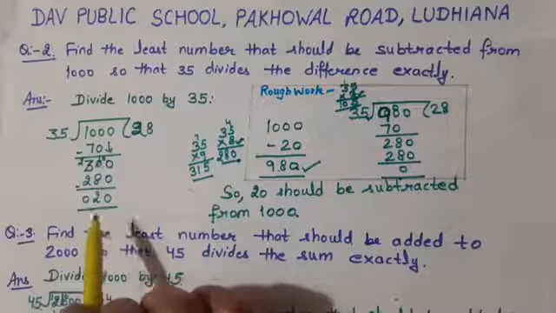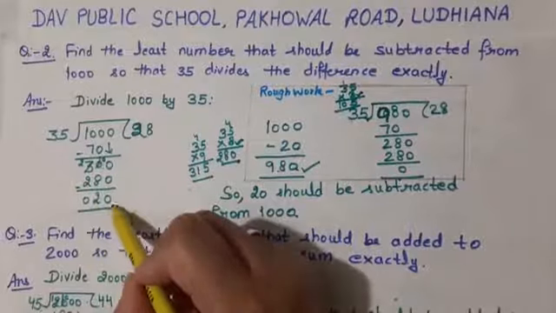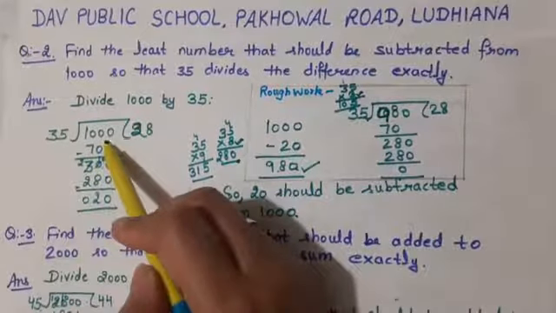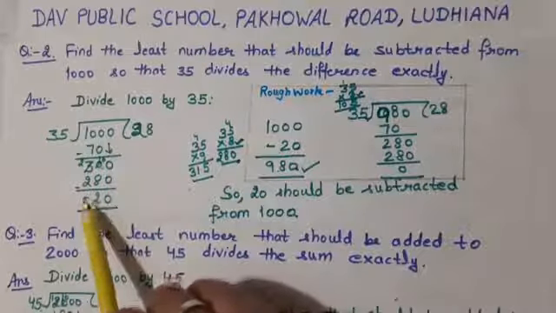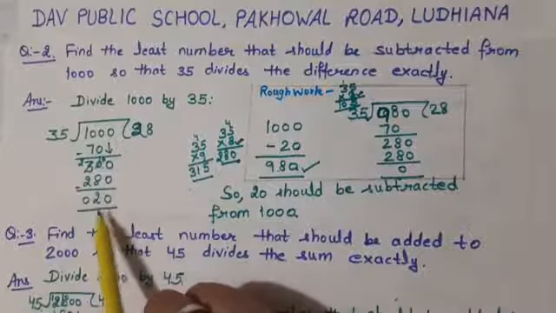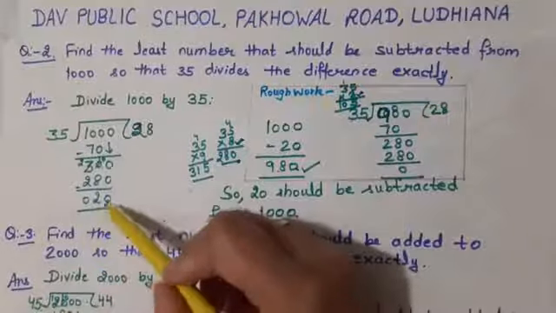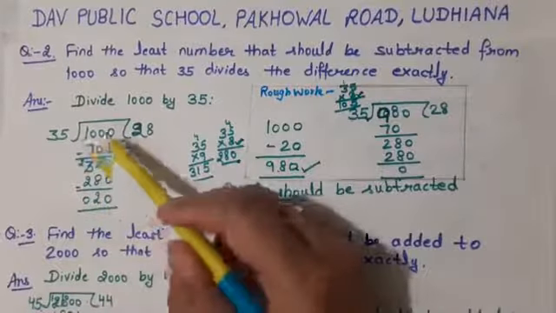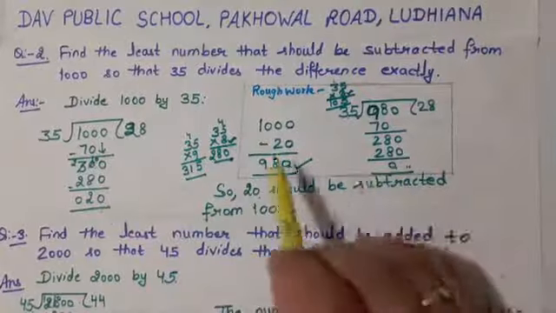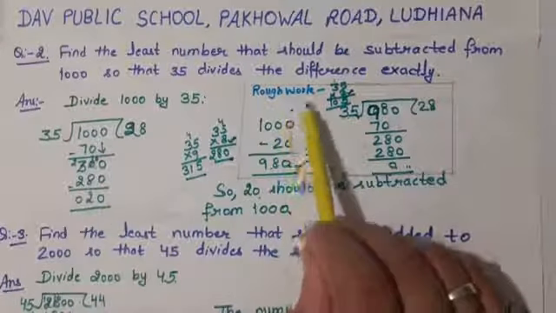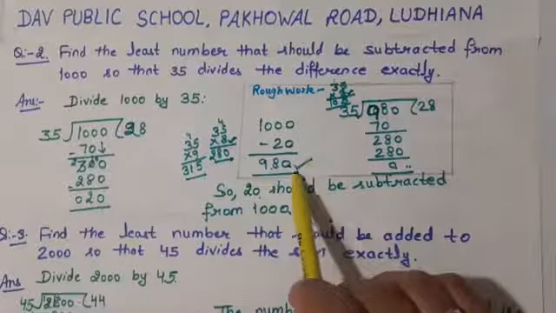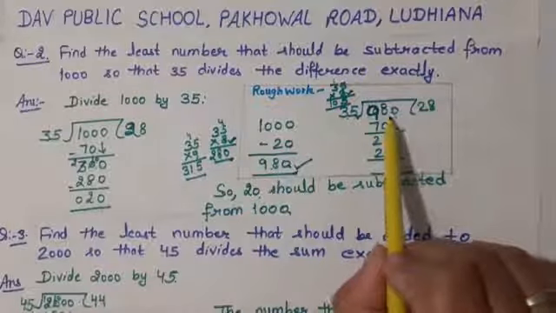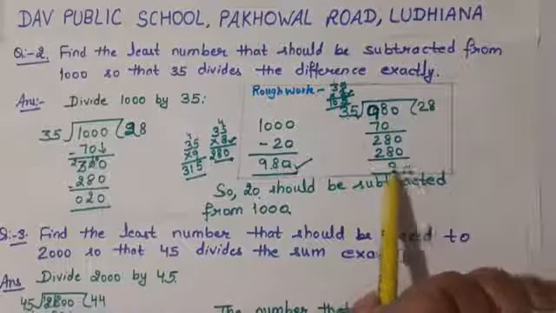Now see, since here the remainder is 20, that means 35 is not dividing 1000 exactly, right? So 20 is the extra number. We should remove this extra number in order that 35 divides the number exactly. If we subtract 20 from 1000, the division will be exact, right? Here you can do it in rough work: if you subtract 20 from 1000, you will get 980. And you can see here 35 divides 980 exactly. That is, here the remainder is 0.